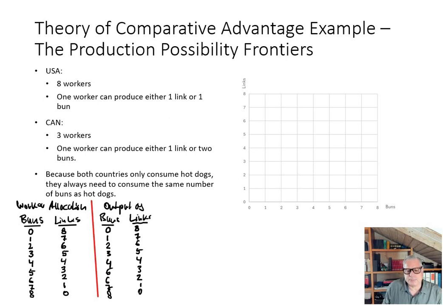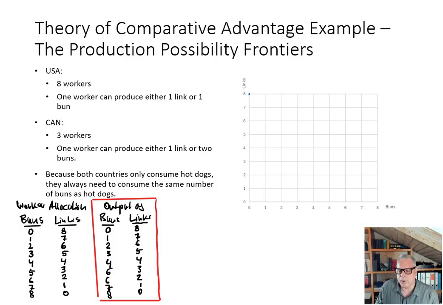So this is like our table, the output of buns and links that we can produce depending on the allocation of the workers. But typically we don't display such things in a table, but what we do is we plot that as a production possibility frontier. So now, one production possibility is to produce 0 buns and 8 links. So that would be this point here.